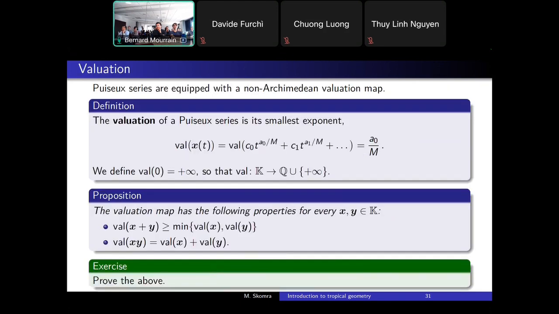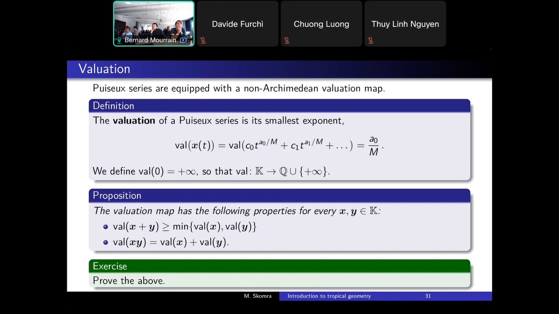Okay, so what's the difference between such an algebraically closed field and real numbers? Well, this field is non-Archimedean, meaning that it is equipped with a non-Archimedean valuation map. So what's the valuation of a Puiseux series? The valuation of a Puiseux series is its smallest exponent. So here I have a series of this form, and my valuation will be this smallest exponent, with the convention that the valuation of 0 is plus infinity.